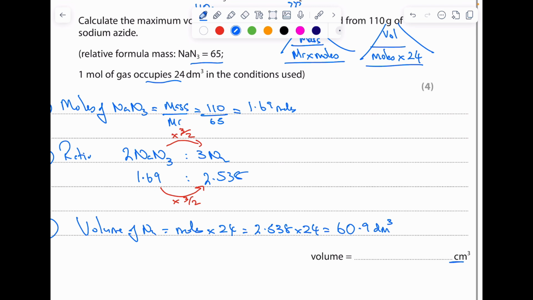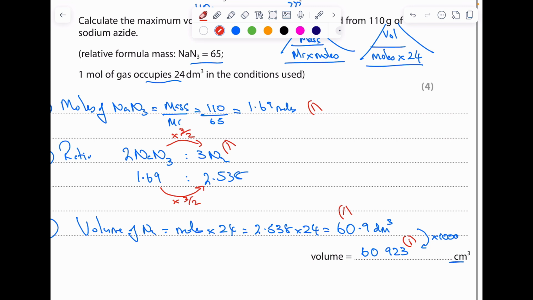The answer here wants it in centimeters cubed. So what I'm going to do there is times that by 1,000, and that's given me 60,923 centimeters cubed. So to get from there to there, we just multiply by 1,000 to make that work. Again, marks in that question, it's 4 marks in there, so working out the moles, doing the ratio, working the answer out, and then converting it into centimeters cubed is how they will give you the credit for that particular answer.